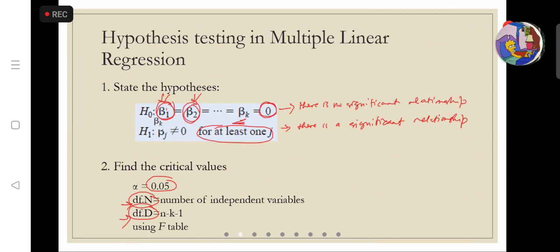So how do we solve for the degrees of freedom for the numerator? Our DFN is n minus k, the number of data minus the number of independent variables. For example, in our practice problem from previously, our n is 5 and our number of independent variables is 2. Therefore, our degree of freedom for the numerator is 3.